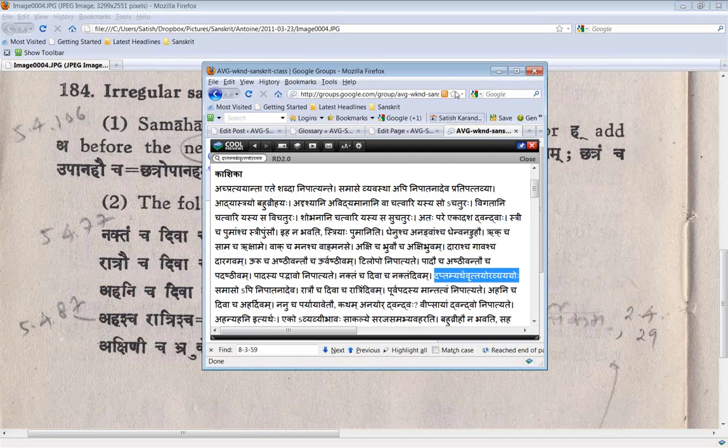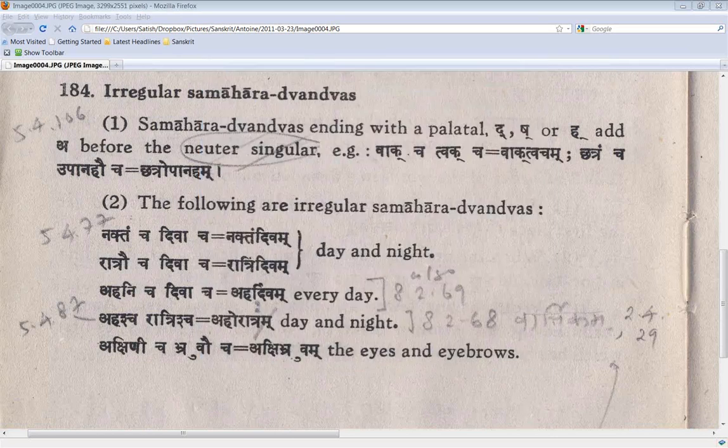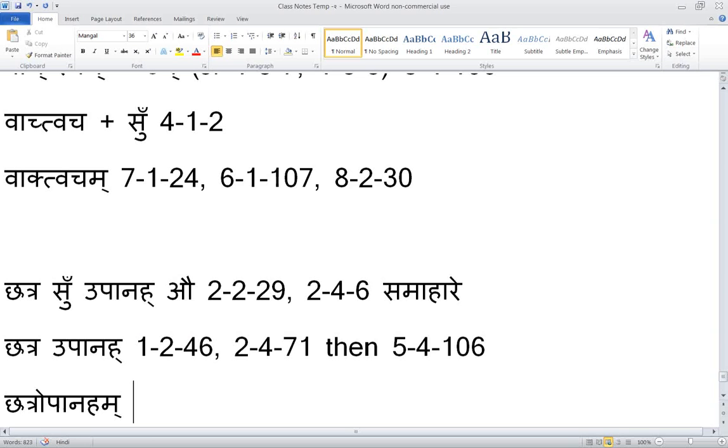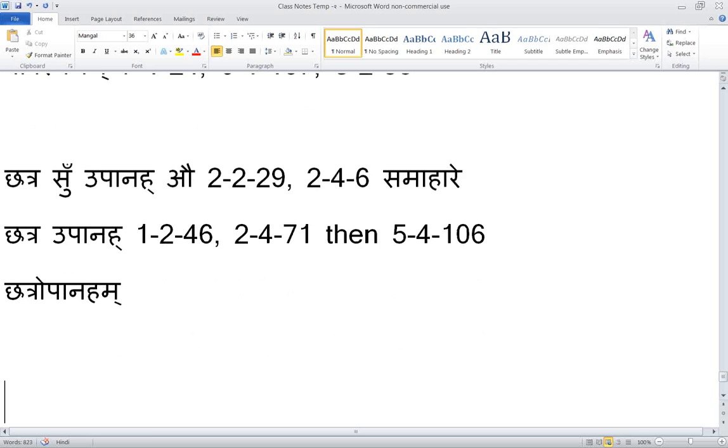So when you form this, naktancha divacha, these are both avyayani. By 5477, two things are happening. You're allowed to make this compound, first of all. Naktam is an avyayam, so we don't need to put in sup, because by avyayadapsupah (2482) the sup is already gone, if you have any avyayam inside a compound.